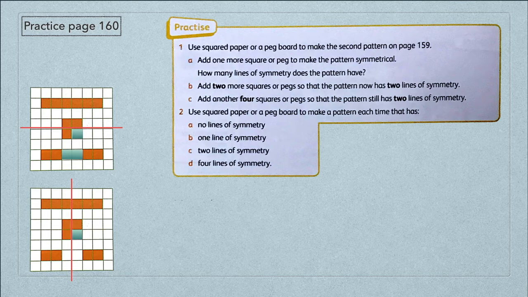Choice C says, add another four squares or pegs so that the pattern has two lines of symmetry. Think about it, please. We do not want to have more than two lines of symmetry, only two. So in total, you're going to add 7 squares. Think about it.